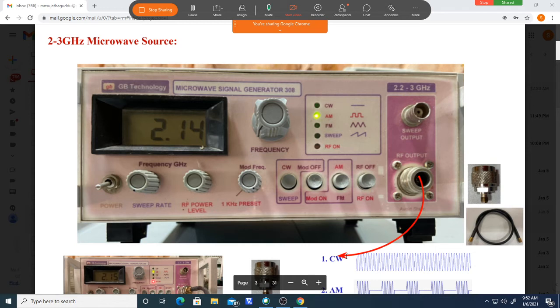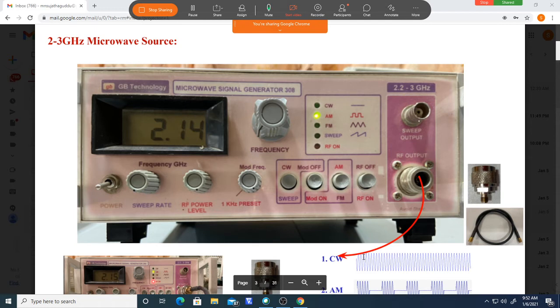Minimum, maximum power we may get is minus 30 dB. Do not confuse here. Even if you get minus 30 dB, that is the maximum power coming out of this. Minimum power may be minus 60 dB, like that. 0 dB is the maximum.